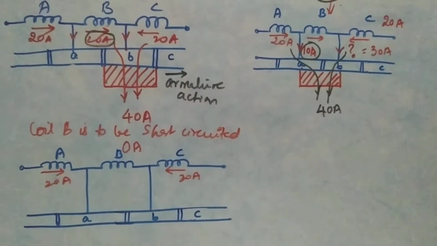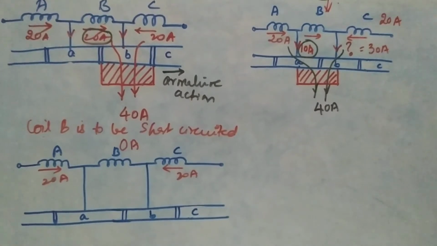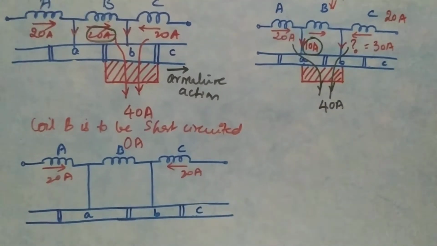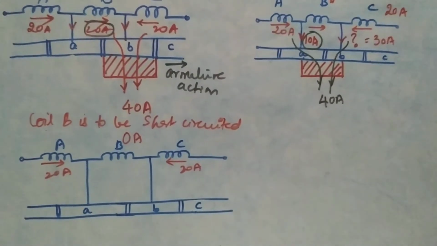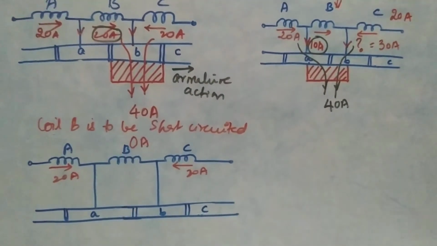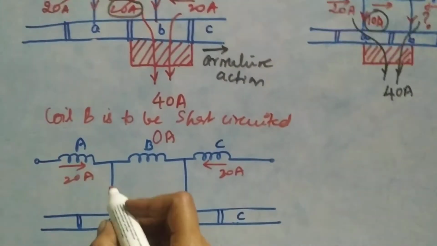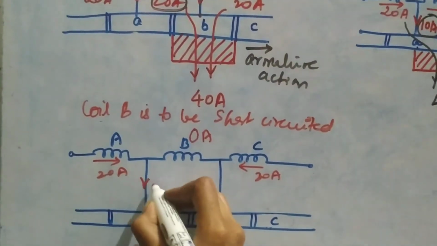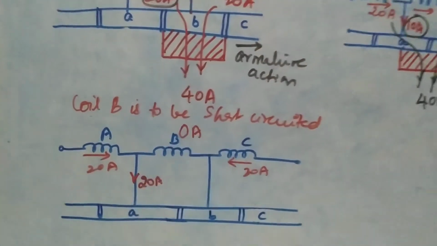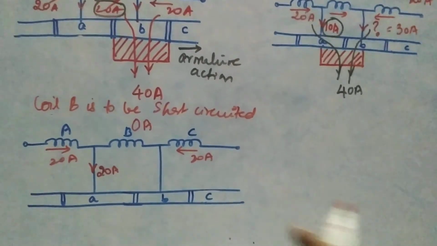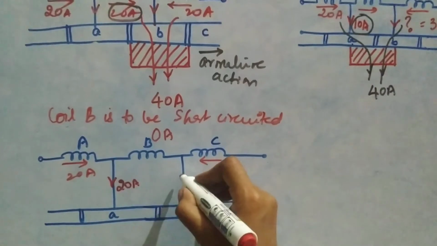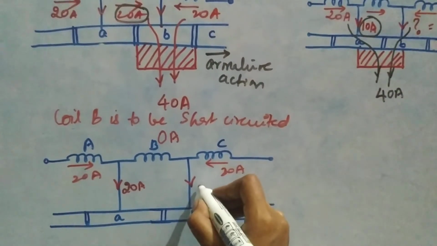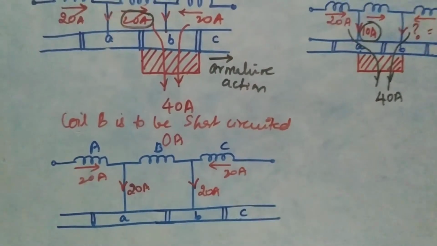So you will find the currents are 20 amps and 20 amps. Here you will find that this current will again be 20 amperes, because if this is 0 amps, the remaining here will be the 20 amperes itself, and here also 20 amperes of current will flow.